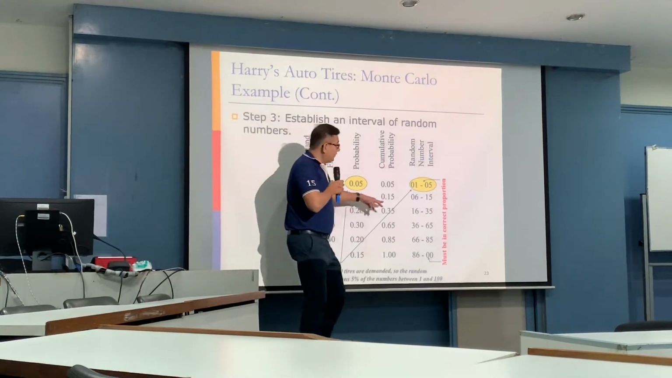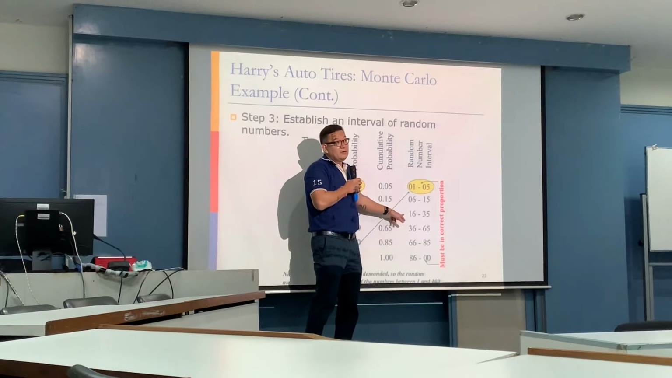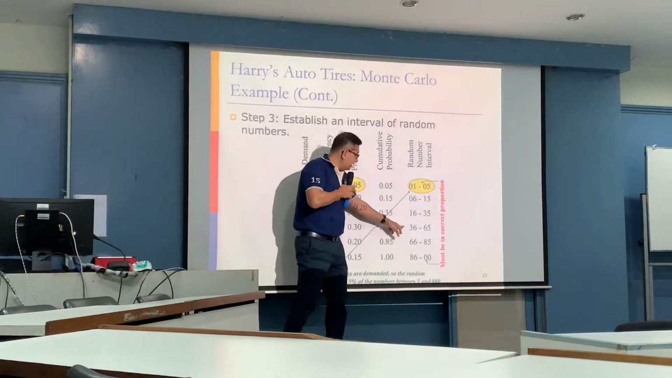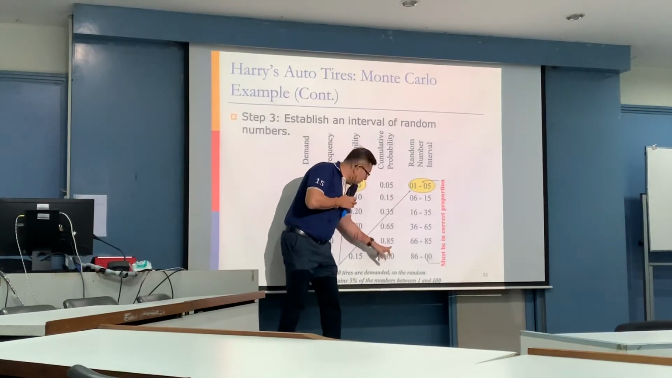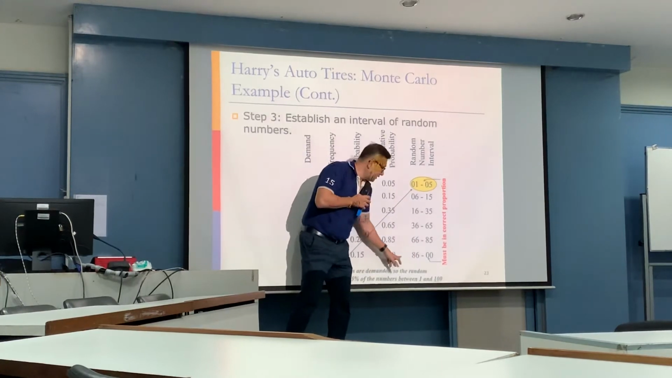If one stops at 15, the next level starts with 16 and continues. 16 to what? To 35. The next level is done from 36 to what? To 65. 66 to 85. 86 to 100, that was 0.